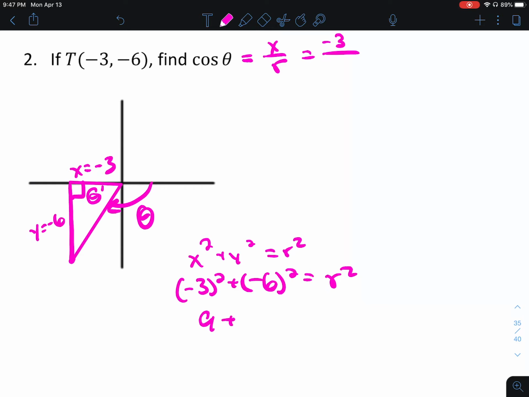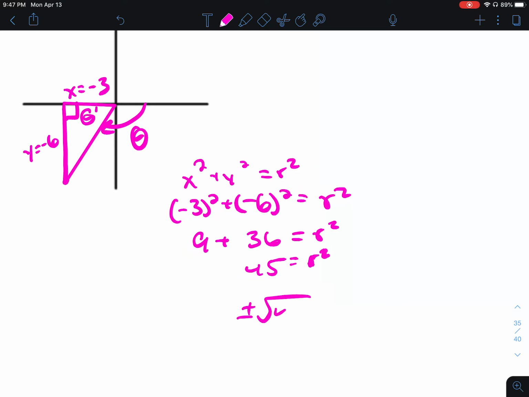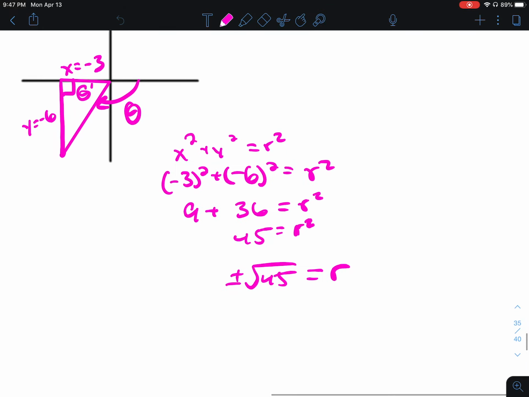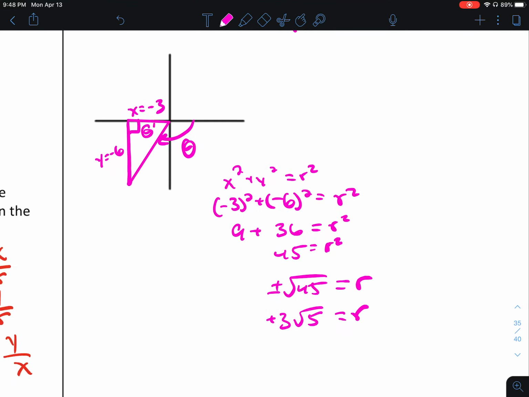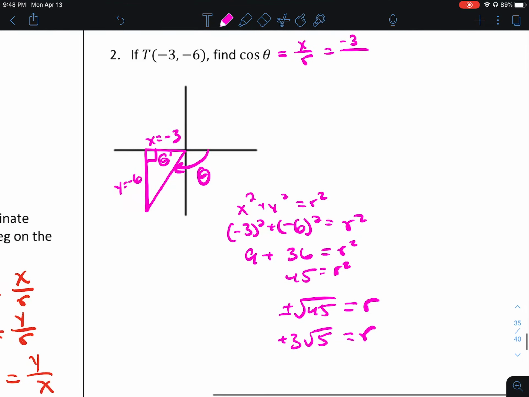-3 squared is 9, -6 squared is 36. Add those, you get 45. If you square root both sides, you get plus or minus the square root of 45 is r. 45 is not a perfect square. However, this can be reduced to 3 square roots of 5. 3 times 3 is 9, times 5 is 45. This is positive because the radius will always be positive. There are exceptions to that, but not in this class.